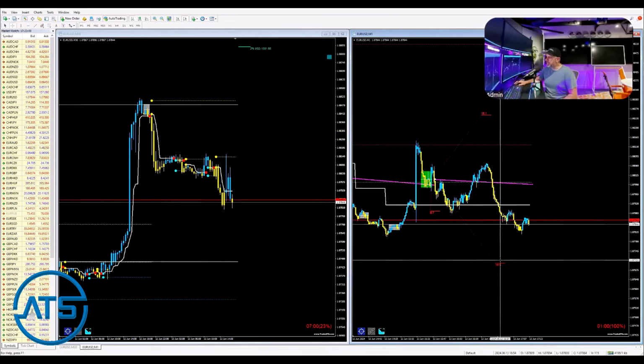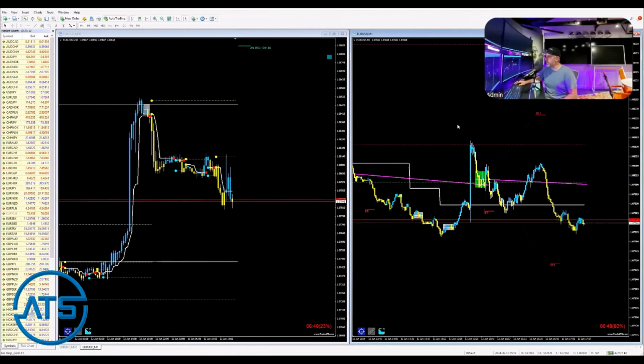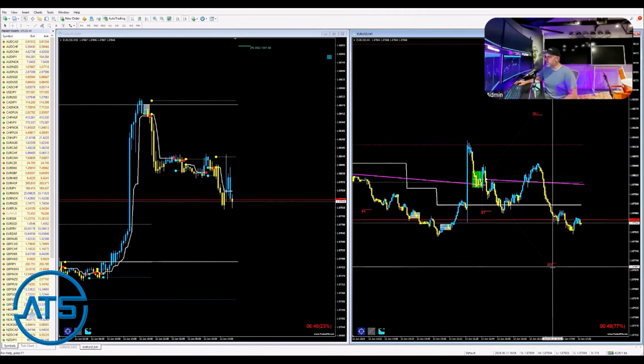I think that's a safe one. I'm not going to turn on liquidity lines just because we've got other stuff going on here with the institutional levels from the 30-minute, so I don't want to get it too clouded. But this is a good, relevant thing to focus in on.